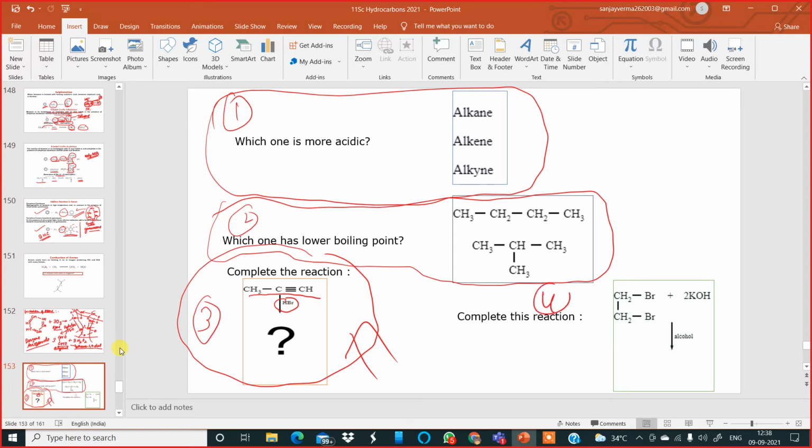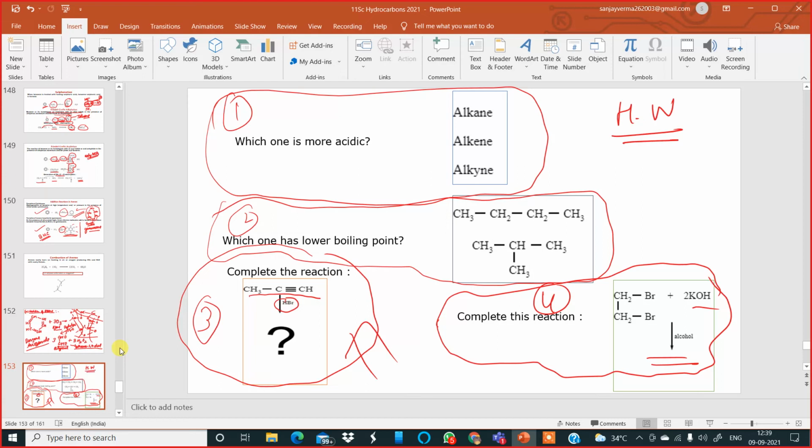That is question number 4. Complete the reaction. When vicinal dihalides are reacted with alcoholic potassium hydroxide, what is the product which is formed? So complete this reaction. These are some 4 important questions whose solutions you have to find out and get the answer. It is important. Now after this, moving to the next slide, I think you can solve these questions.